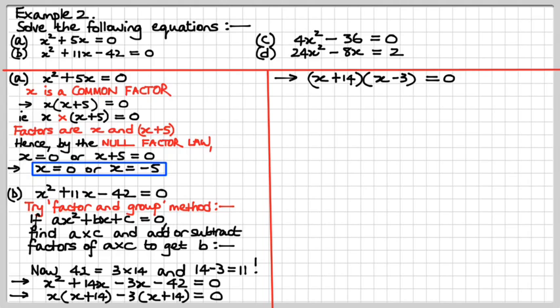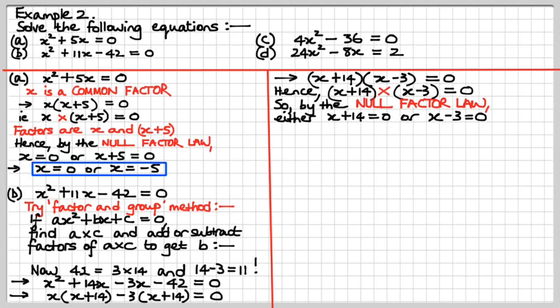Now, we can null factorate that, guys. We can say that therefore x plus 14 equals 0 or x minus 3 equals 0. Therefore, we can say that x must be minus 14 or plus 3. That's the answer. Yes, I know, it's great. Once you get into the rhythm of this stuff, it's not so bad, guys. It just looks a bit daunting.